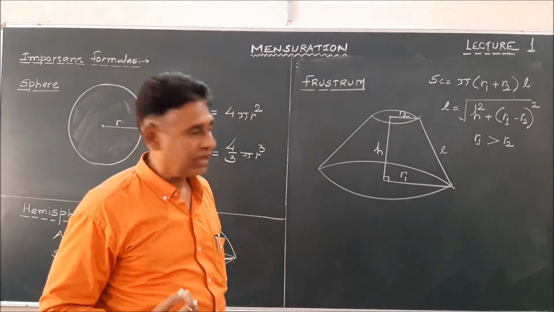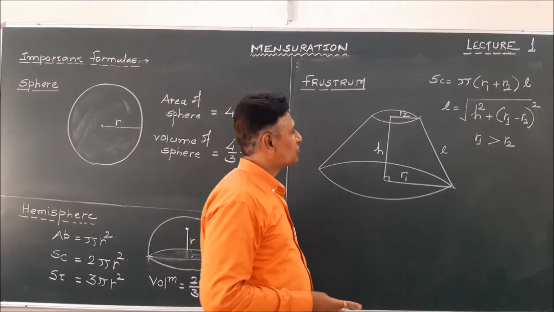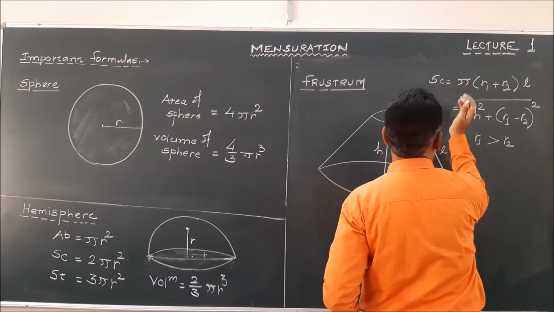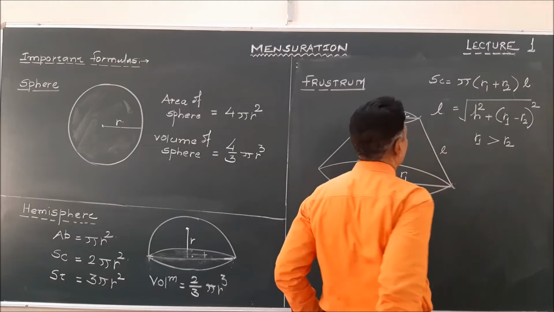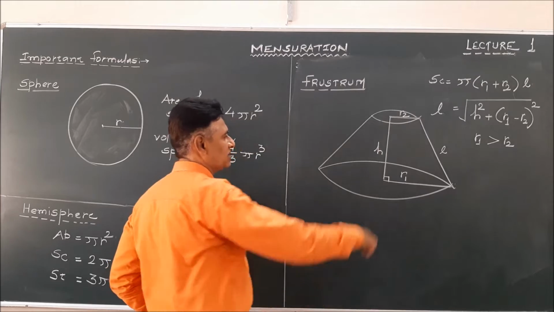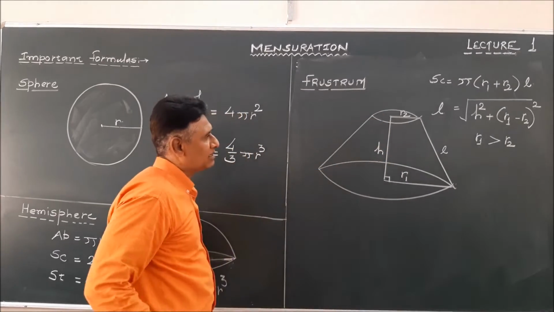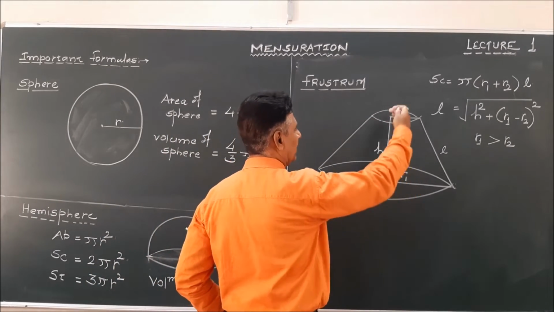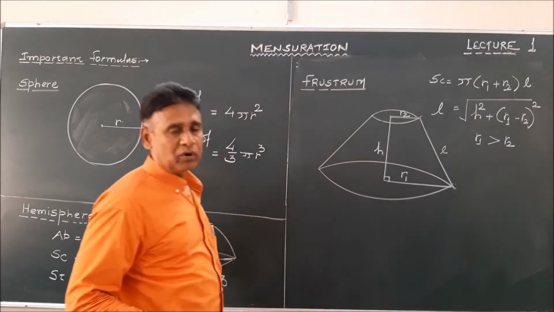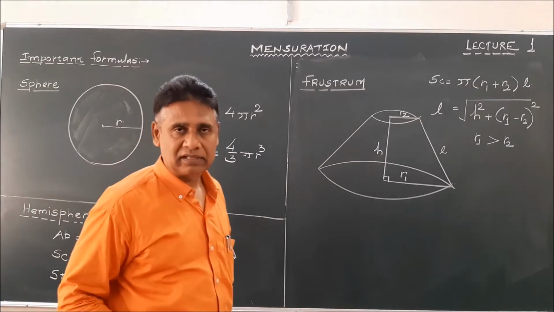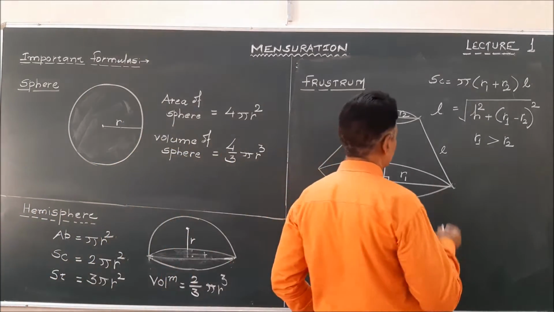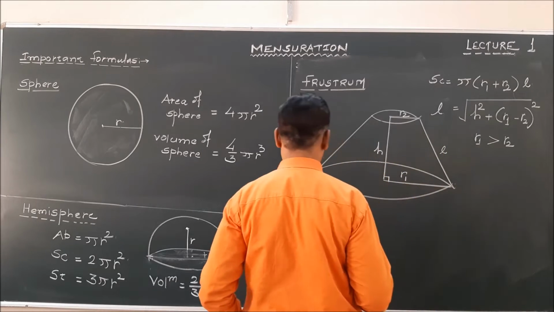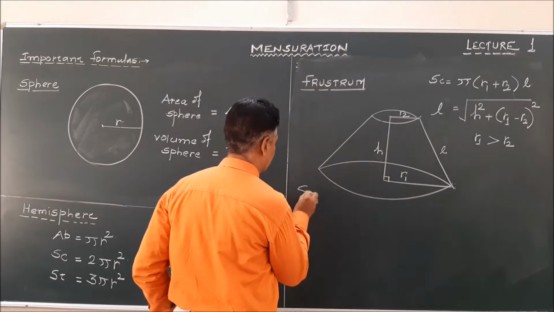How to get the value of L? L is equal to the square root of x square plus, H is this perpendicular, right? That is x square plus R1 minus R2 the whole square, provided R1 is greater than R2. Okay, now total surface area, ST.